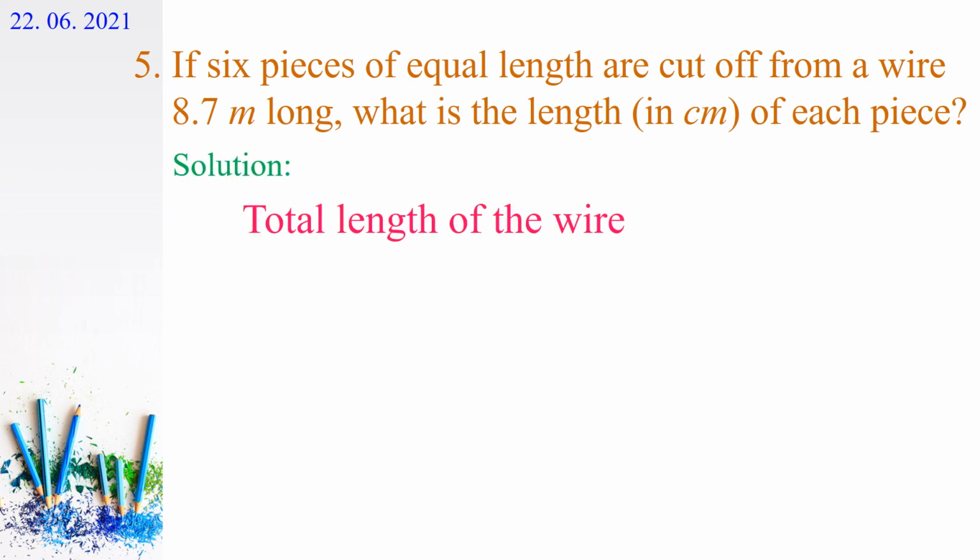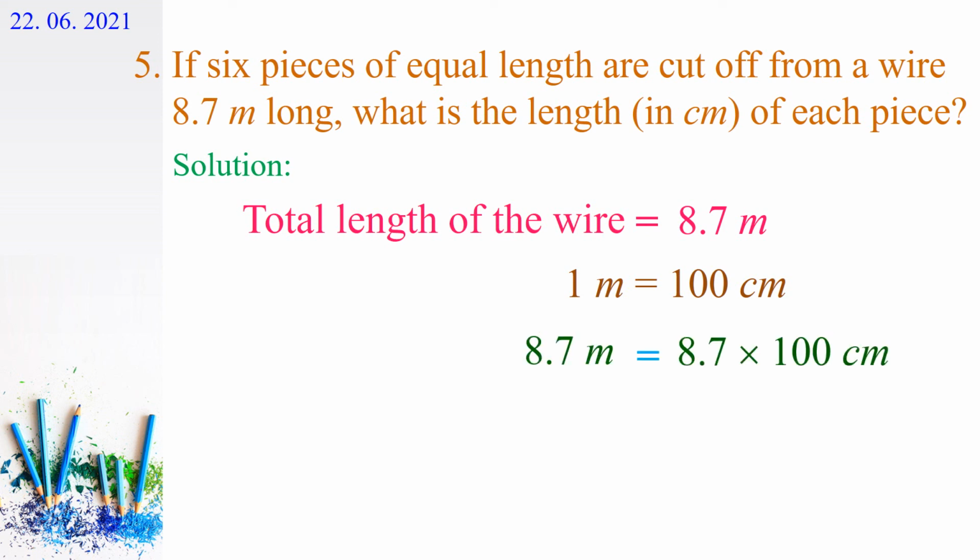Total length of the wire is equal to 8.7 meter. You know very well that 1 meter is equal to 100 centimeter. Therefore, 8.7 meter is equal to 8.7 into 100 centimeter. To convert meter to centimeter, we have to multiply by 100. On multiplying, we get 870 centimeter. Number of pieces is equal to 6 pieces.